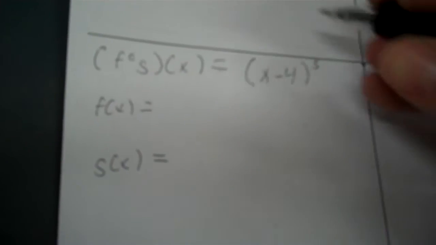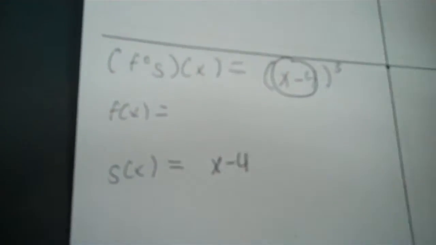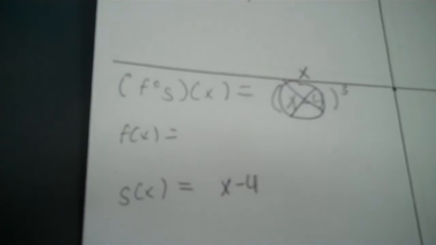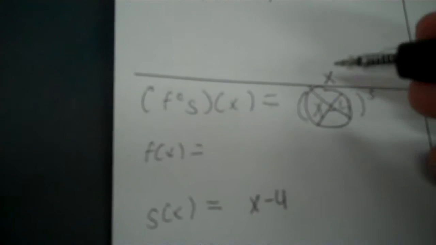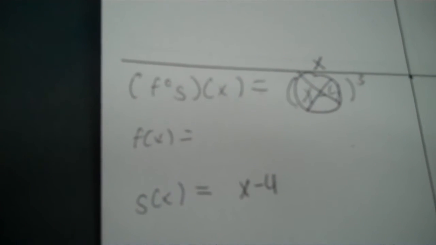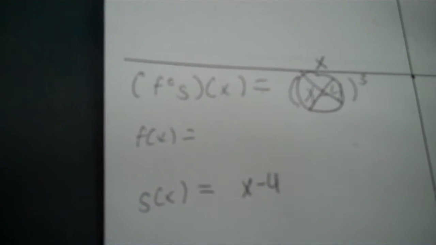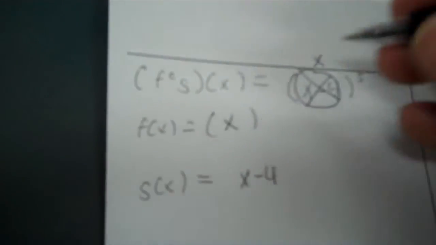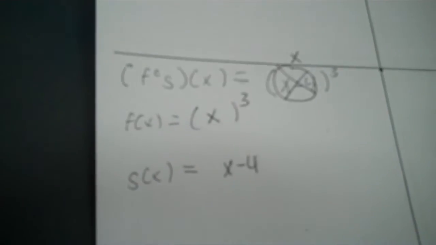Okay, next one. Inside you've got x minus 4. Now after you know that that's your g, cross it out and put an x. You could put parentheses if you want, but you don't really have to. You could just write x to the third. I'll put parentheses. X to the third, okay? That's it.